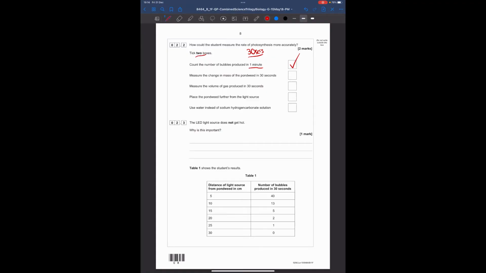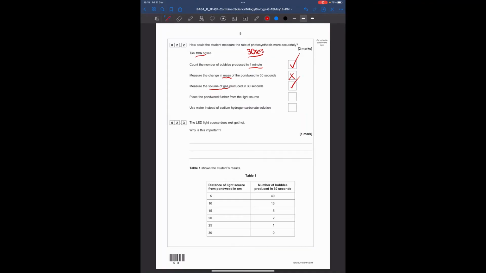Measure the change in the mass of pondweed in 30 seconds. Well, it's unlikely that the mass of pondweed is going to change in such a short length of time, so it's not that one. The third one, measure the volume of gas produced in 30 seconds. Well, if you're actually measuring the volume of gas, that's a much better way of getting a precise value compared to counting bubbles, because you can miscount bubbles, or you could count the same bubble twice. So therefore, that does improve the accuracy.